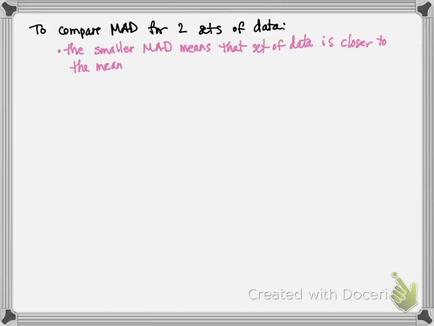So if all those positive differences between each number and the mean get added up and divided by how many numbers there were, if that number is small, that means all your numbers are pretty close to the mean. That's a good idea. Okay, well, what's the larger one mean? The larger MAD means that set of data is farther away from the mean.